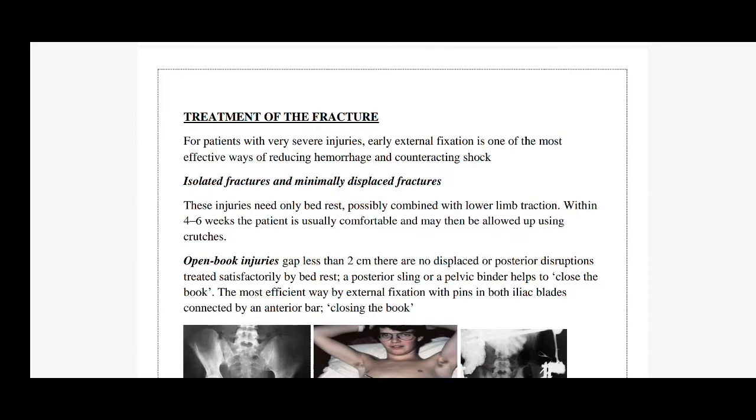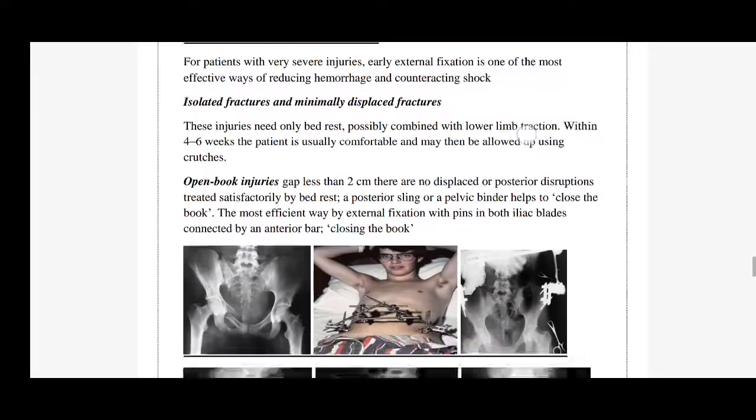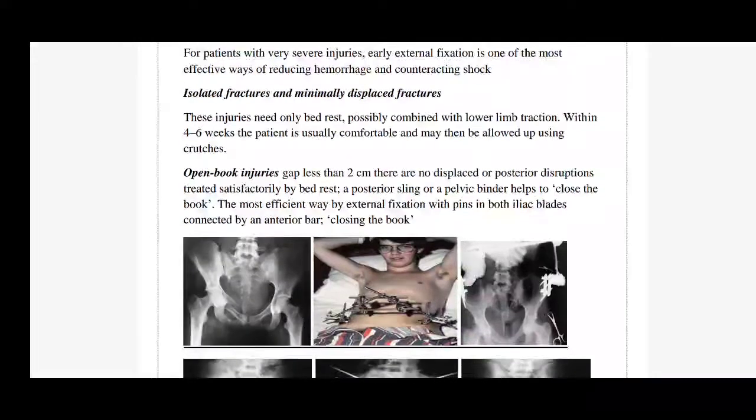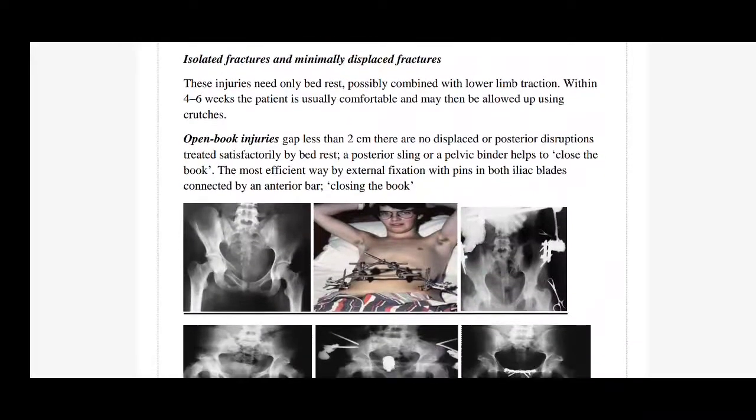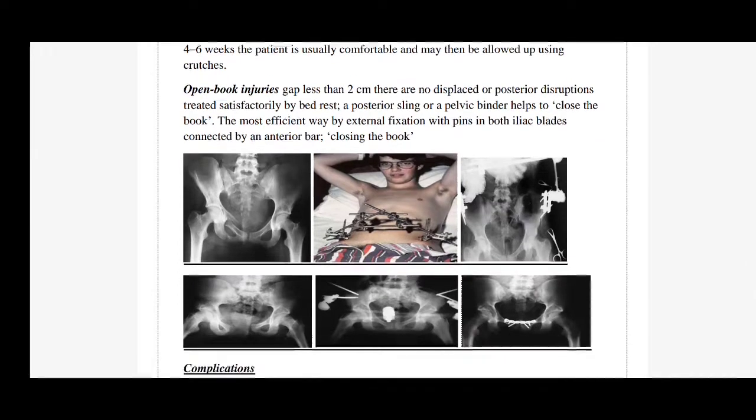Open book injuries are treated by closing the book. The most efficient way is by external fixation, with pins in both iliac blades, connected anteriorly by a bar. As with this young patient who presented with open book injury, which is treated by external fixation with pins inserted in the iliac blade and connecting bars in a triangular fashion.